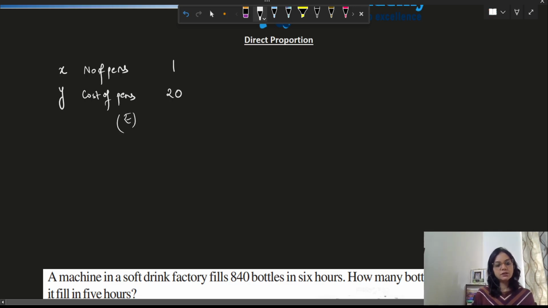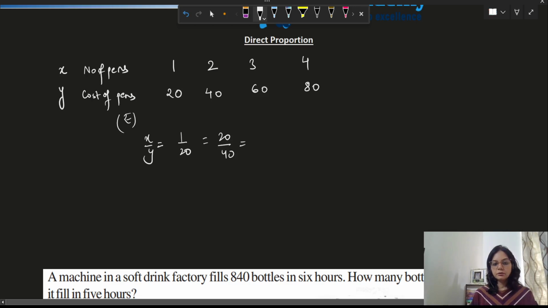If I increase the number of pens, using the unitary method, what will be the cost of 2 pens? 2 into 20, 40. Cost of 3 pens, 3 into 20, 60. Same way for 4 pens, it will be 4 into 20, 80. Here, if I try to find the ratio x upon y, it means 1 by 20, which is in its lowest term. Then 2 by 40, sorry, not 20 by 40, 2 by 40, then 3 by 60 and 4 by 80.